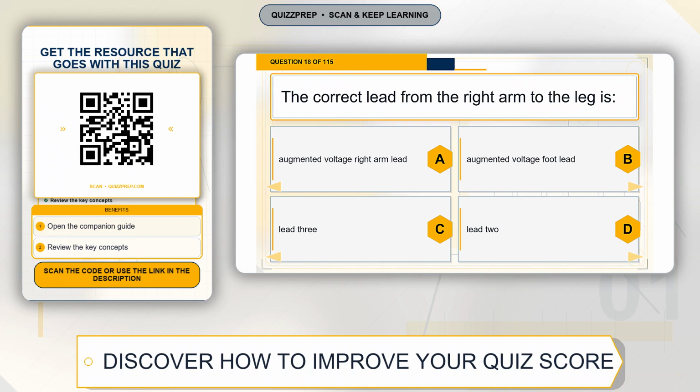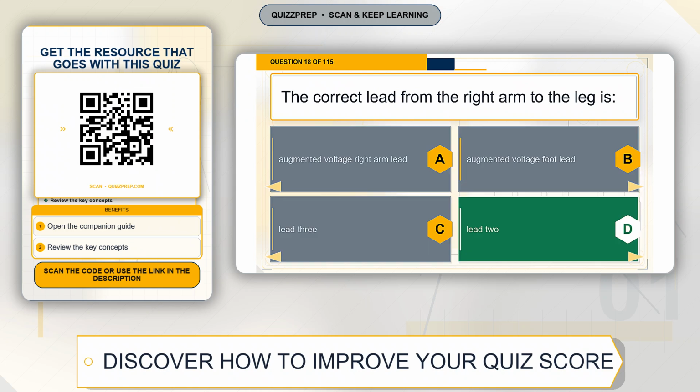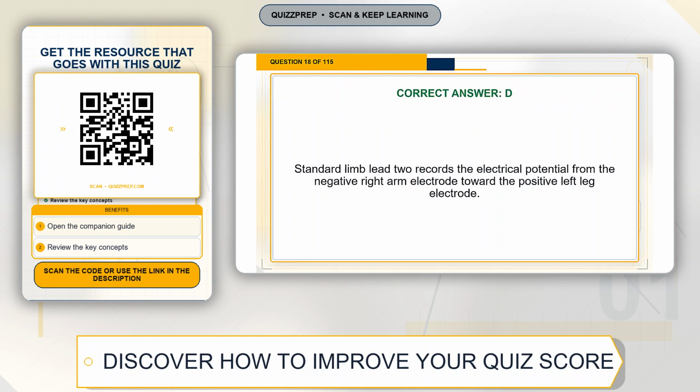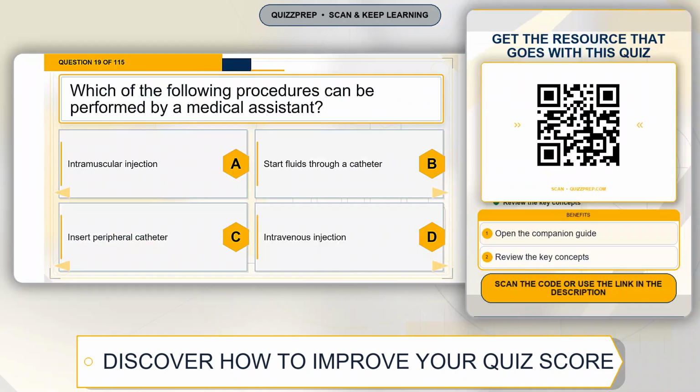The correct lead from the right arm to the leg is: Option A, augmented voltage right arm lead. Option B, augmented voltage foot lead. Option C, lead 3. Option D, lead 2. The correct answer is option D, lead 2. Explanation: standard limb lead 2 records the electrical potential from the negative right arm electrode toward the positive left leg electrode. Question 19. Which of the following procedures can be performed by a medical assistant?